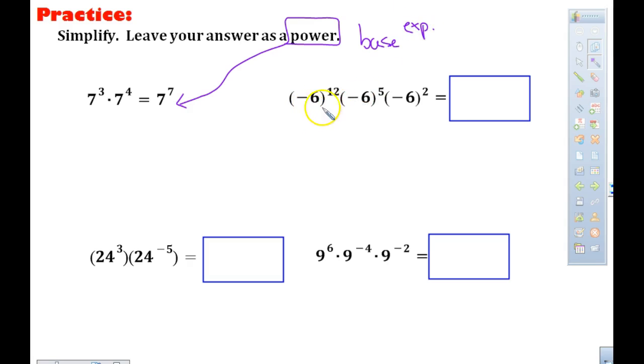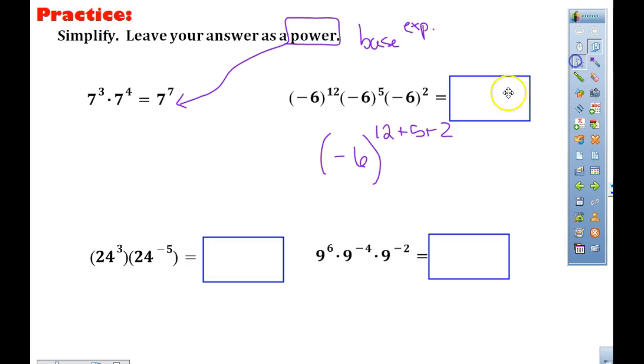Okay? So I look at this one. I have all these negative 6s, right? So I am going to be taking my negative 6, keeping the parenthesis. Do not get rid of your parenthesis. And as I look at those, Matt, what should I be adding? 12 plus 5 plus 2, right? So if I'm adding those together, Caitlin, I'm going to end up with negative 6 to the 19th power, and we're going to leave it like that, okay? We're going to keep that parenthesis. Parenthesis, the number goes outside the parenthesis.